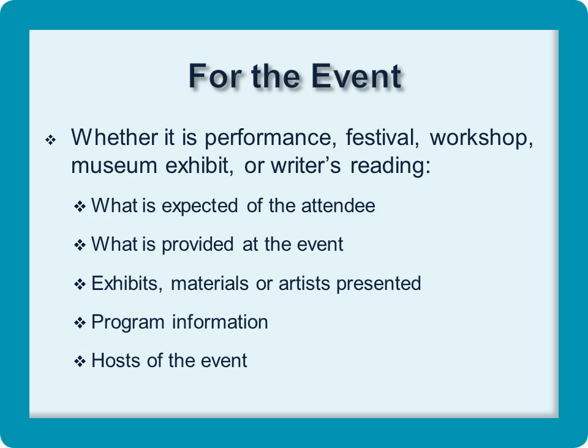Whether it is performance, festival, workshop, museum exhibit, or writer's reading, or whatever, the event detailed description should say what is expected of the attendee at the event, as well as what is provided at the event. The description can also include the exhibits, materials, or artists being presented, the program information, and possibly the hosts of the event.